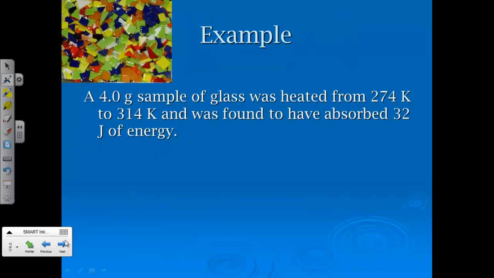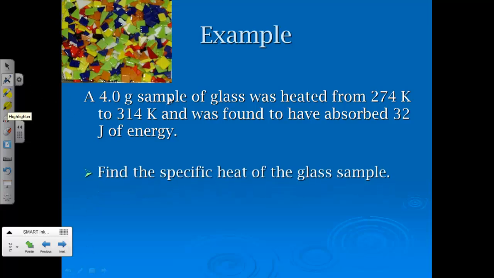Alright, so let's do some samples. The first one says a 4.0 gram sample of glass was heated from 274 Kelvin to 314 Kelvin and was found to absorb 32 joules of energy. What is the specific heat of the glass sample? Okay, like all math problems, the first thing that we got to do is list out our known and our unknown. Now, it's a really good idea, and some of us have gotten away from this, that when you write the known numbers, put the units, because it's going to help you figure out what they go with. Okay, 4.0 grams. Well, that's going to be my mass. Okay, so mass is 4.0 grams.